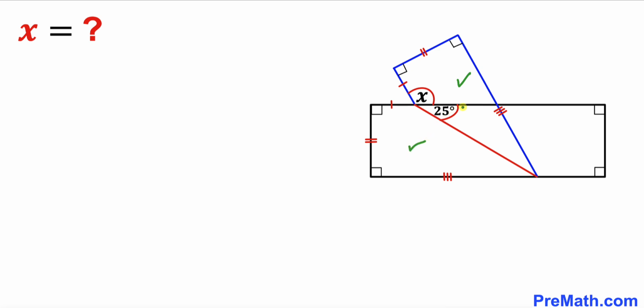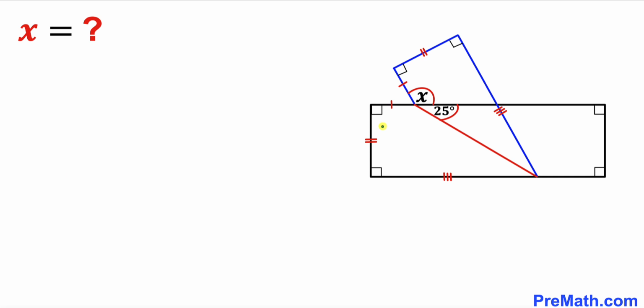In this video, we have this blue trapezoid along with this black rectangle. They are put together in such a way that this angle between them is 25 degrees, and this angle is x. Furthermore, this side length is congruent to this one. This side length is congruent to this. And likewise, this side length is congruent to this one. Now our task is to find the value of this angle x.